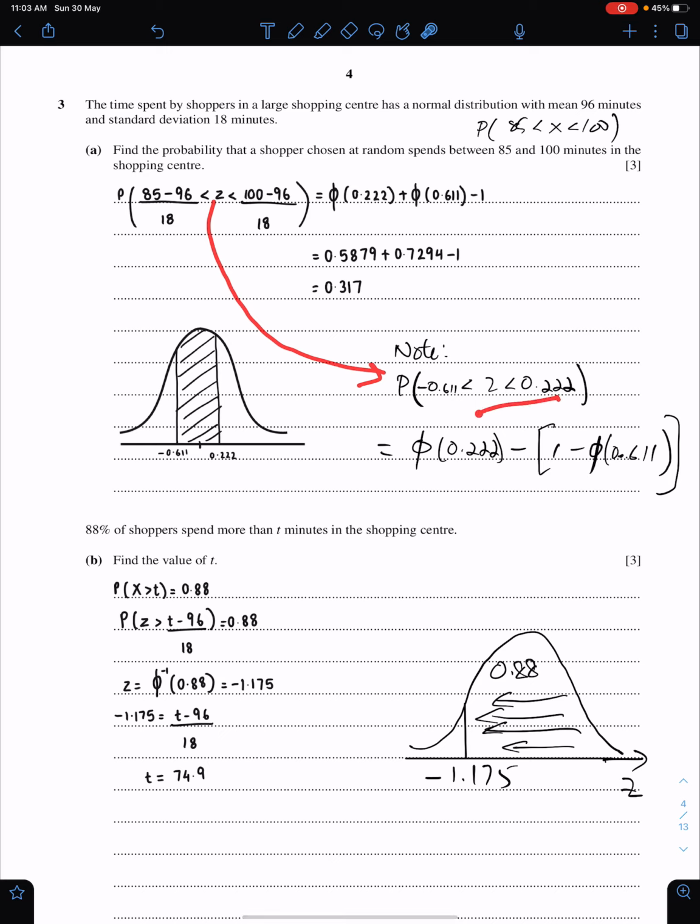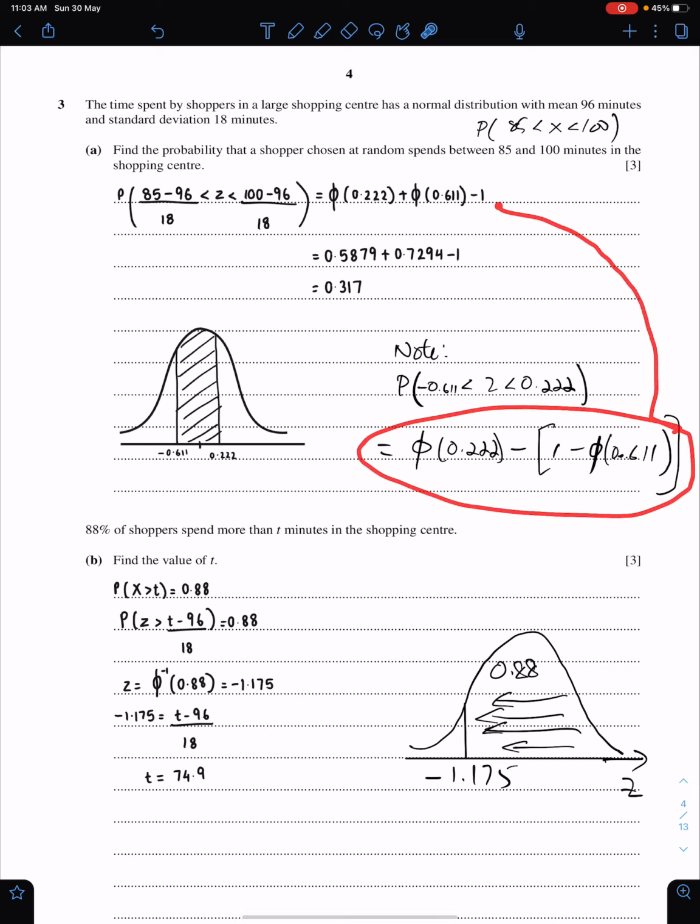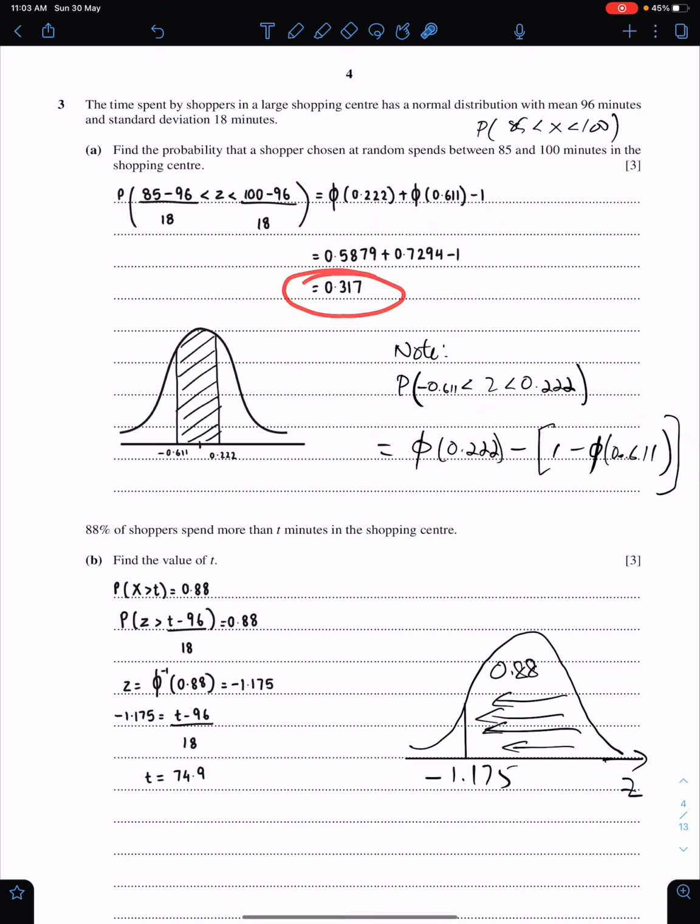This is a positive number, so this should be phi of 5. This is negative, so this should be 1 minus phi of 5. When you simplify this equation, you will get this equation. And you know how to find the values of phi. Give your answer up to 3 significant figures. And this is the sketch for z. And we need this area, which is this 0.317.